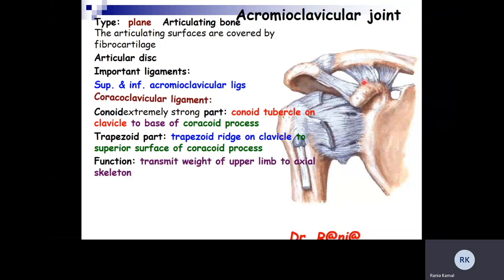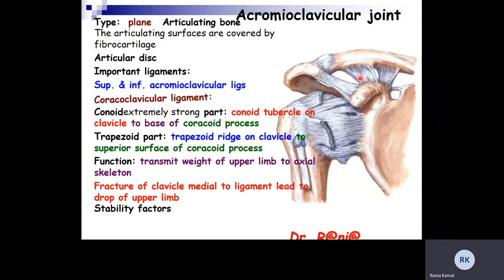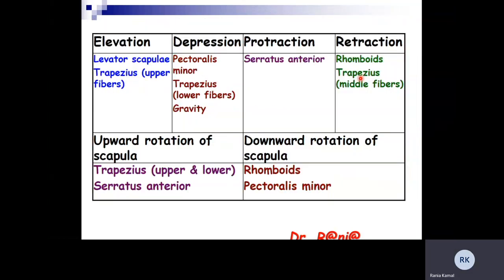This ligament is important for transmission of the weight of the upper limb to the axial skeleton. Fracture of the clavicle medial to this ligament will lead to drop of the upper limb. Stability of this joint relies on the ligaments, and mainly this coracoclavicular ligament. This is the summary of the movements that occur at the shoulder girdle.